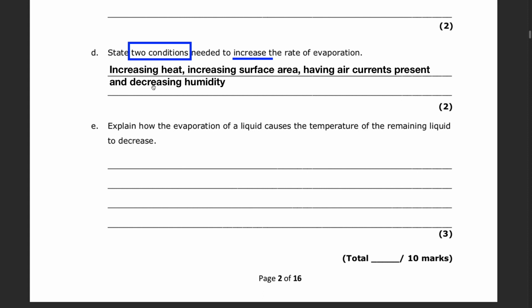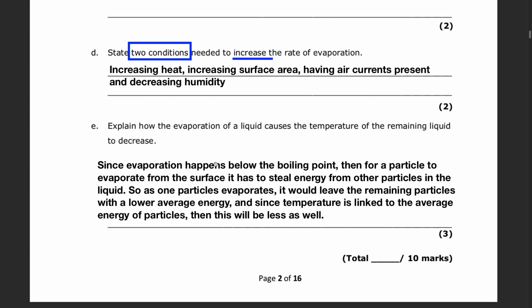And if the average energy of the liquid that is left, that has not evaporated, is less, then that means that the temperature is less, because the temperature is directly related to the average energy of the particles. So since evaporation happens below the boiling point, then for a particle to evaporate from the surface, it has to steal energy from the other particles in the liquid. So as one particle evaporates, it would leave the remaining particles with a lower average energy, and since temperature is linked to the average energy of the particles, then this will be less as well. That concludes question 1.